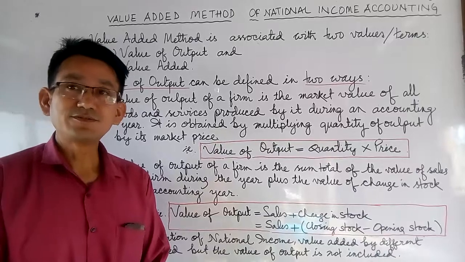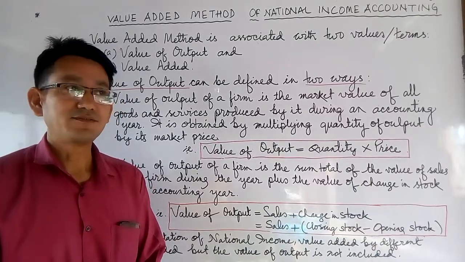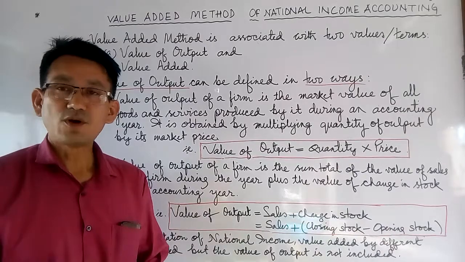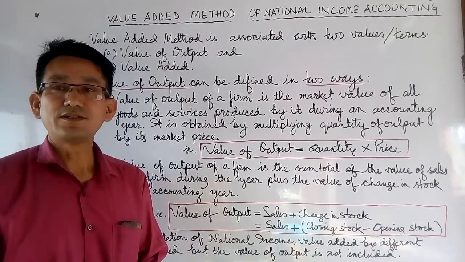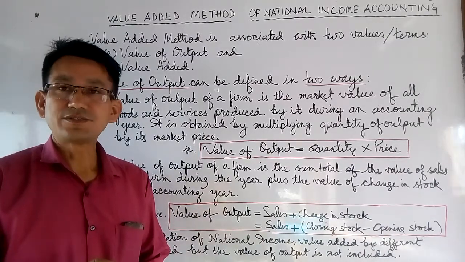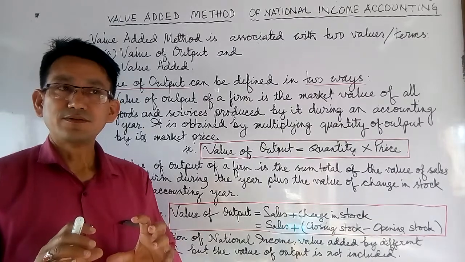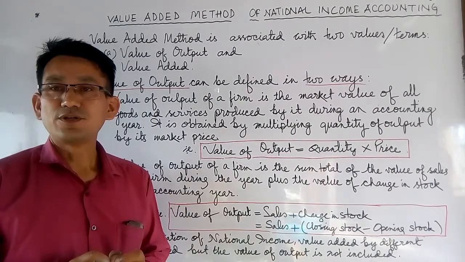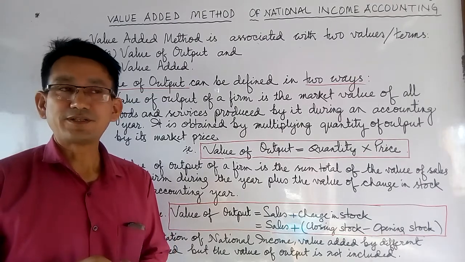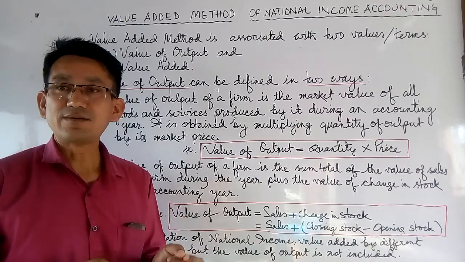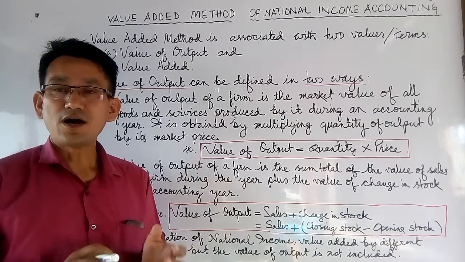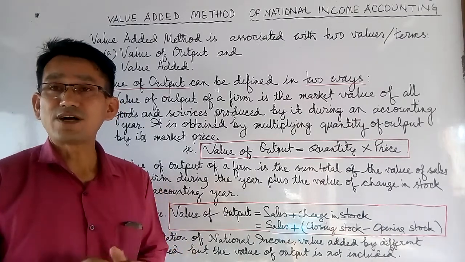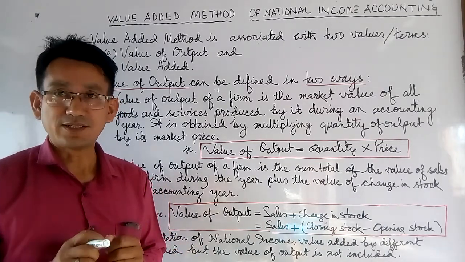Good afternoon, girls. Today I'll be taking up a new topic on national income accounting, that is the methods of calculation of national income. We have three methods. Number one, the value added method. Number two, the income method, and number three, the expenditure method. Now I'll be taking up the very first one, that is the value added method.